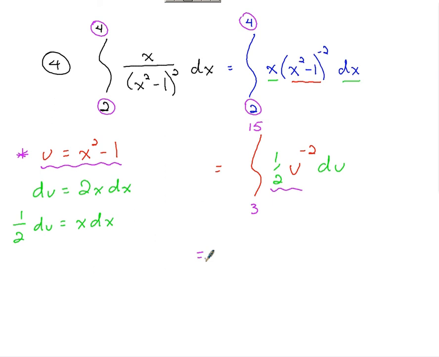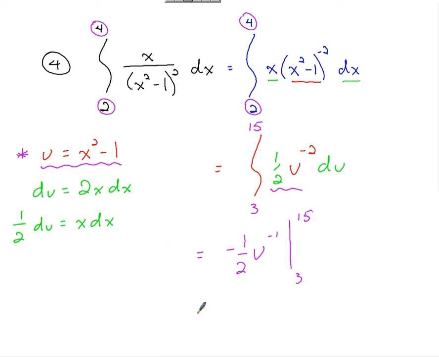So antiderivative of this, add 1, get u to the negative first. Reciprocal of negative 1 is negative 1, so multiply that to the 1/2 in front. Negative 1/2 u to the negative 1 is the antiderivative. Still have to acknowledge this interval.